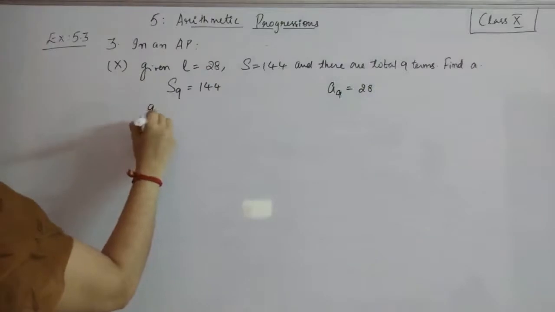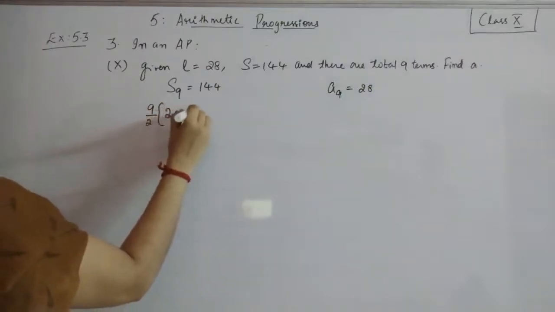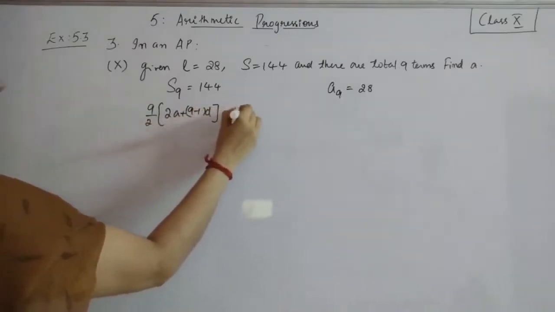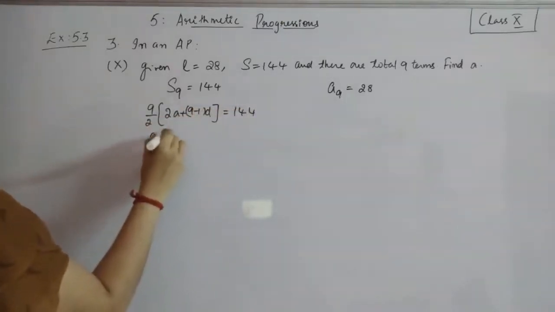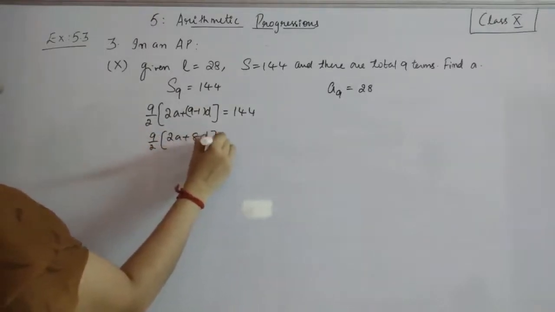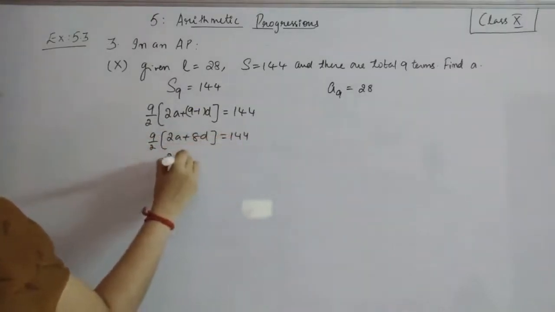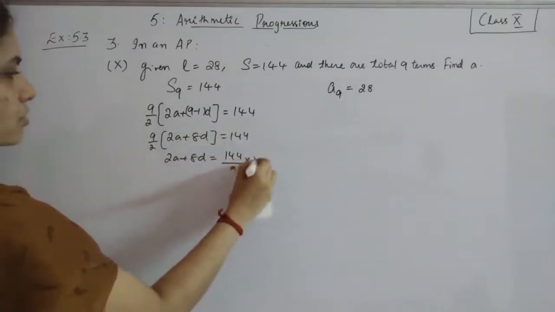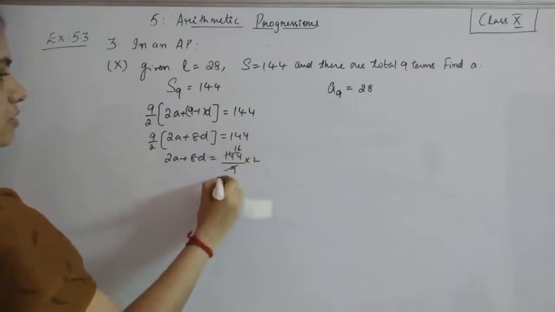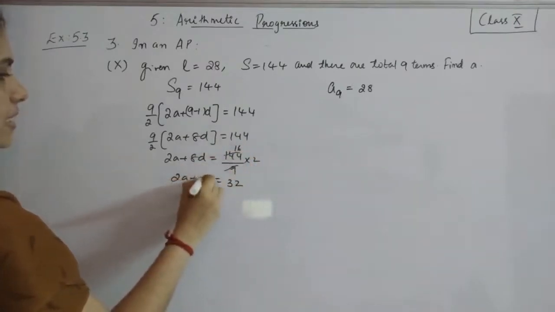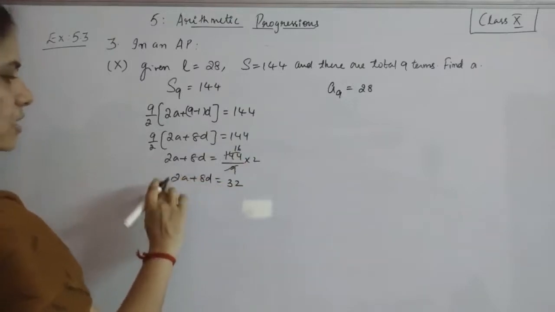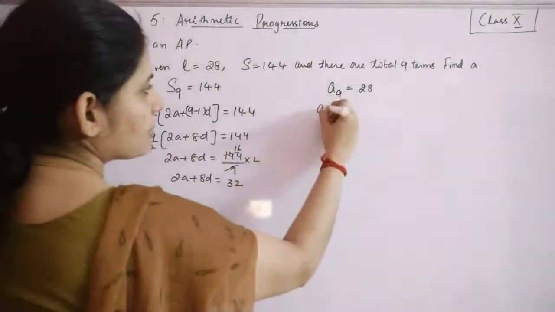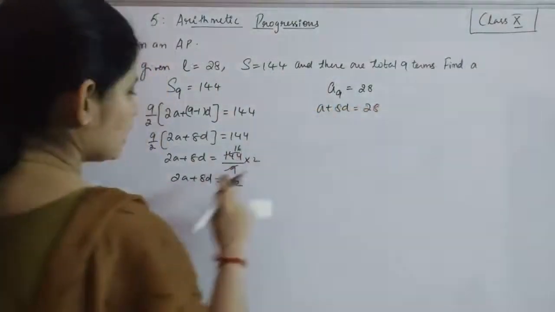Okay, so S9 means what? It is 9 by 2 into 2a plus n minus 1, which will give you again 9 minus 1 into d, is equal to 144. That is 9 by 2 into 2a plus 8d is equal to 144, or 2a plus 8d is equal to 144 by 9 into 2, this will give you 16 into 2, which is 32. So you are getting 2a plus 8d is equal to 32. One equation. Okay, another equation we will go for a9 equal to 28, which is a plus 8d equal to 28. Again, you have to solve these two.